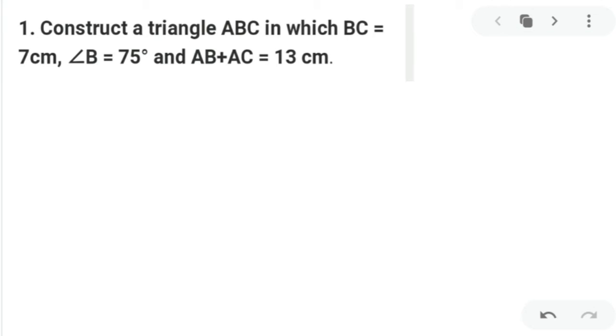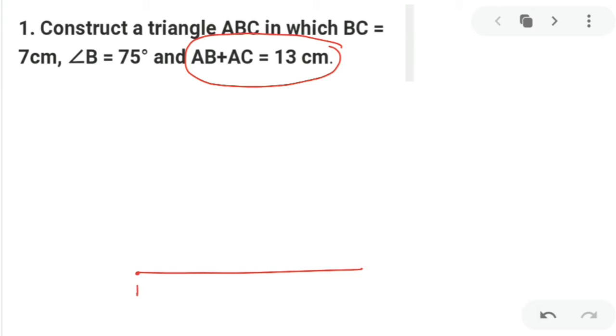Good morning, dear kids. Today I am taking you through exercise 11.2, constructions. In that, your first problem is: construct a triangle ABC in which BC is given as 7, angle B is given as 75, and there's a new term, AB plus AC, given together as 13. So now you have to start with taking BC as 7.